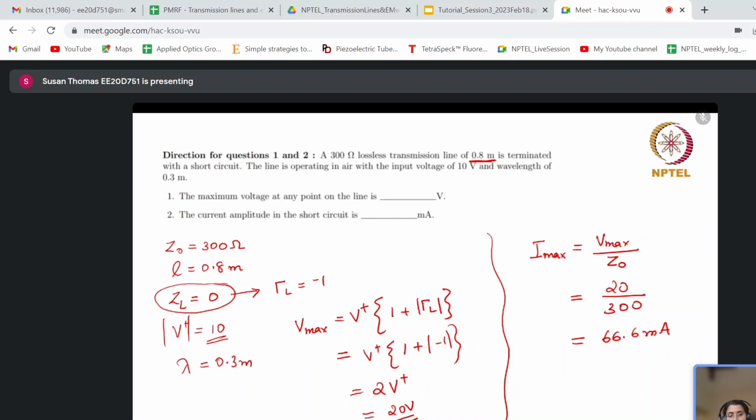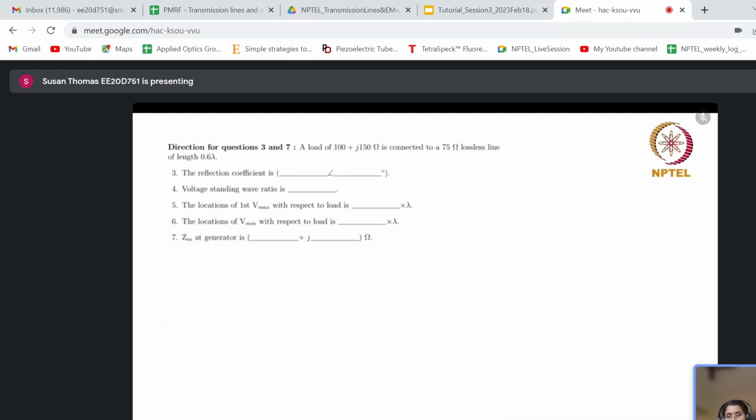So let's move to another question. A load of 100 plus J150 is connected to a 75 ohm lossless line of length 0.6 lambda. So let us note down what is available in the question. Load value is 100 plus J150, Z naught is 75 ohms, and it is a lossless line, and the length of that line is 0.6 lambda. Now let's see how to calculate each of these.